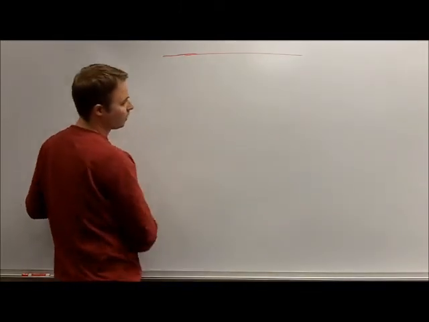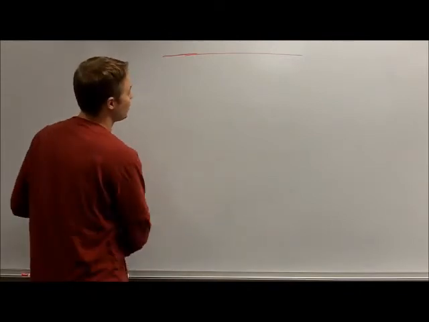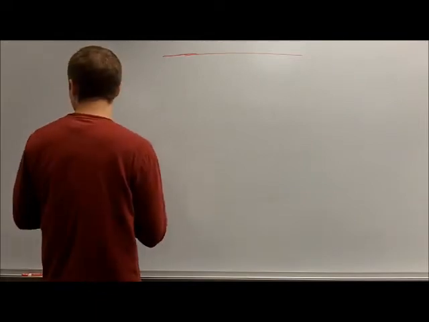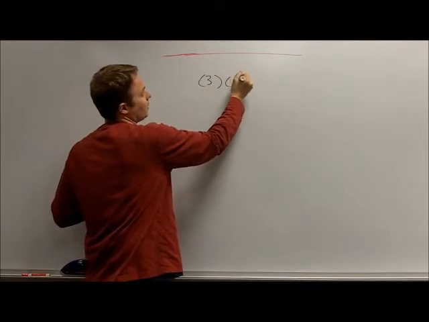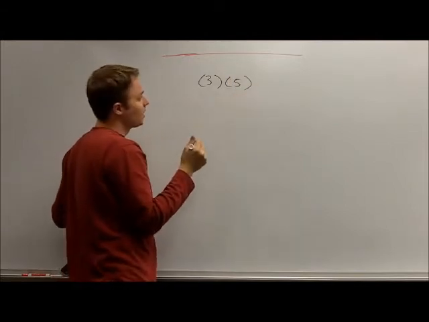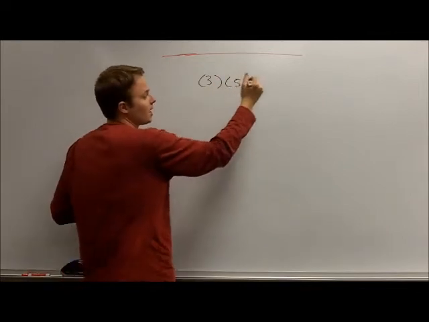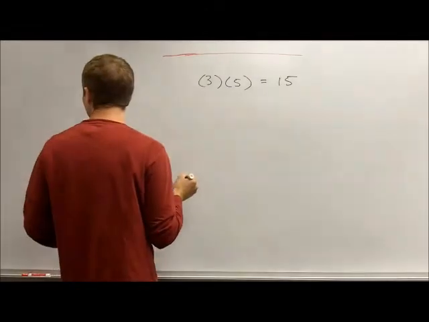So let's switch gears a little bit, talk about some multiplication and division when it comes to negative numbers. And there's just basically a few rules that we need to remember. If we have something like this, a positive 3 times a positive 5, this is just regular multiplication. So a positive times a positive, we'll just end up getting a positive 15.